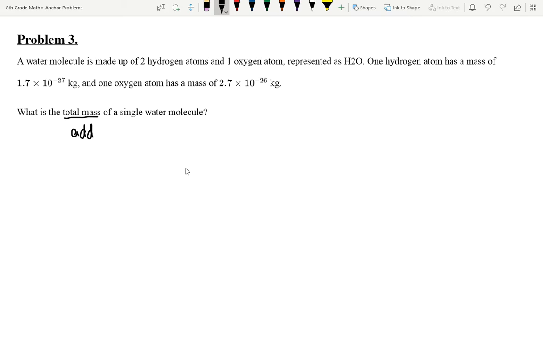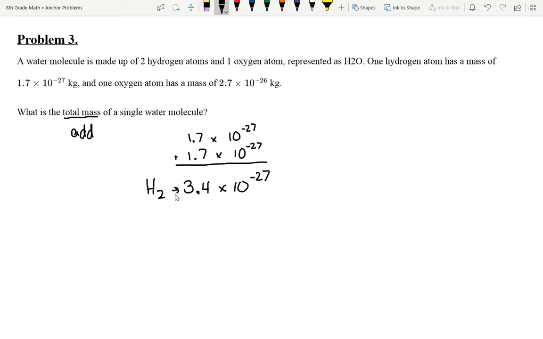And we're going to have 2 parts hydrogen, 1 part oxygen. Well, let's get these 2 parts hydrogen first. We don't have to mess around with magnitude size yet, because if I take 1.7 times 10 to the negative 27th and add it to 1.7 times 10 to the negative 27th, right now it's the same magnitude. They're both times 10 to the negative 27th. So I can just add. This becomes 3.4 times 10 to the negative 27th. And now I have my H2. Oh, what about the O?